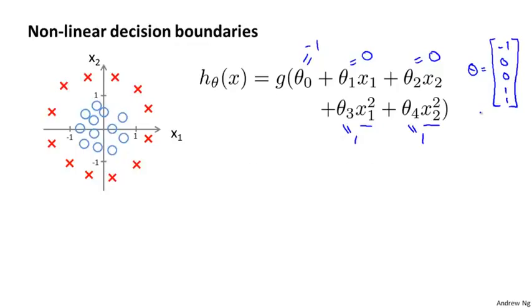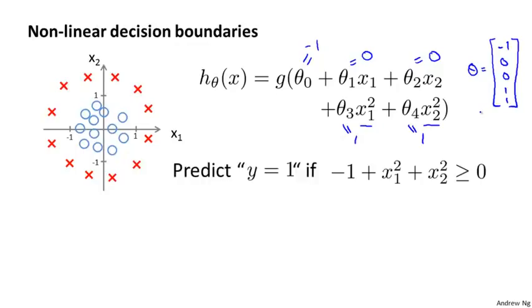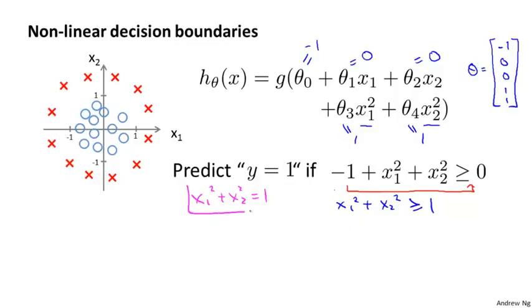Following our earlier discussion, this means that my hypothesis will predict that y is equal to 1 whenever minus 1 plus x1 squared plus x2 squared is greater than or equal to 0. This is whenever theta transpose times my features is greater than or equal to 0. And if I take minus 1 and bring it to the right, I'm saying that my hypothesis will predict that y is equal to 1 whenever x1 squared plus x2 squared is greater than or equal to 1. So what does this decision boundary look like? Well, if you were to plot the curve for x1 squared plus x2 squared equals 1, some of you will recognize that that is the equation for a circle of radius 1 centered around the origin. So that is my decision boundary.